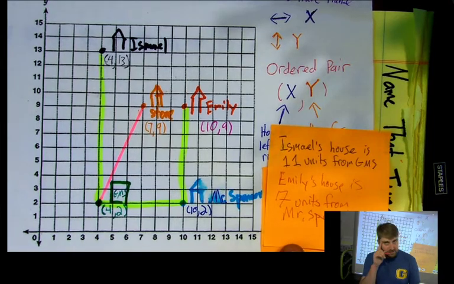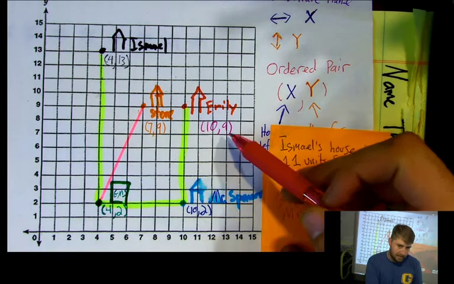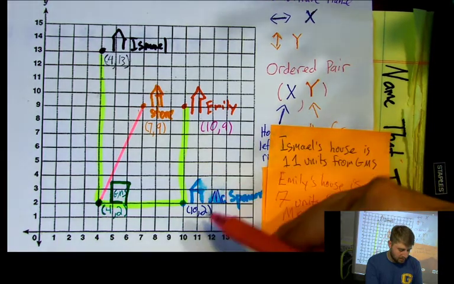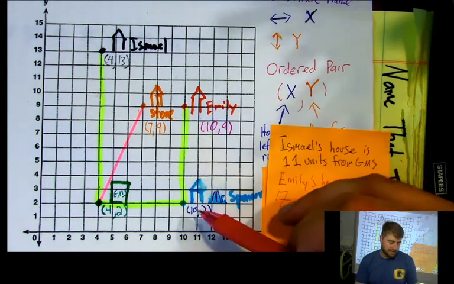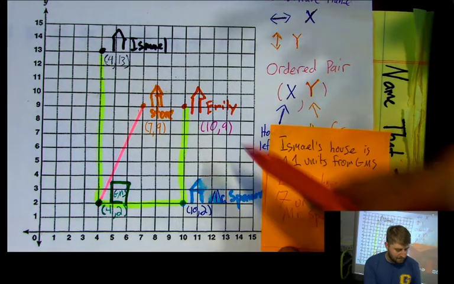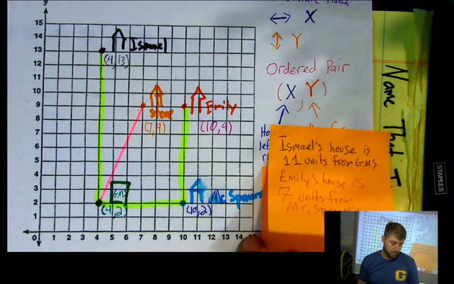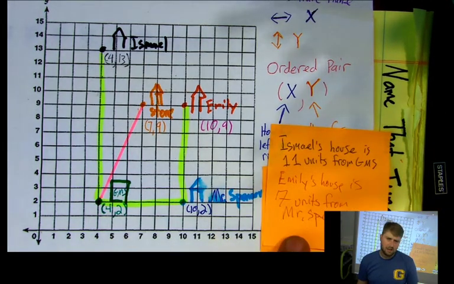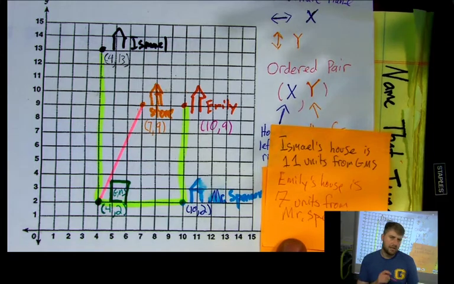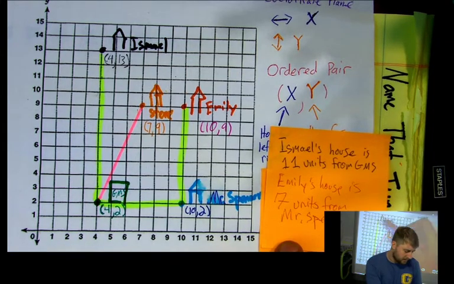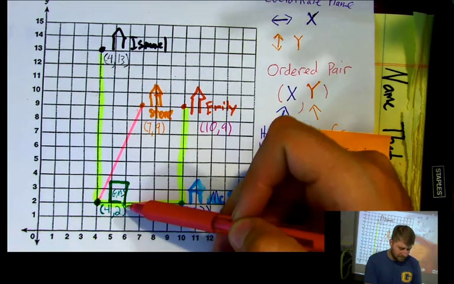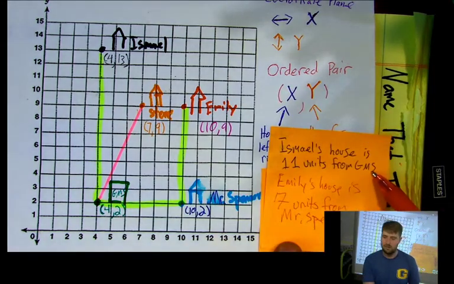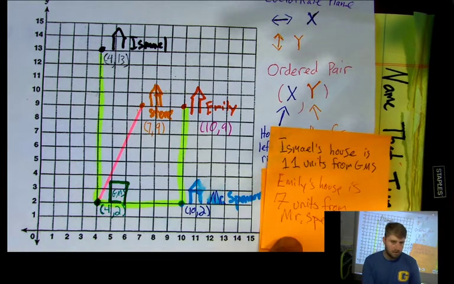Something you're probably also noticing is when we have our points here, Emily's house is (10, 9) and Mr. Spencer's house is (10, 2). We said that Emily's house was 7 units from Mr. Spencer's house. What if we subtract 9 minus 2? Subtract our y coordinates. 9 minus 2 is also 7. Interesting. Let's try that with Ishmael's house and Gillisville Middle. 13 minus 2 is 11. We said that Ishmael's house was 11 units from Gillisville Middle School. It's very interesting.